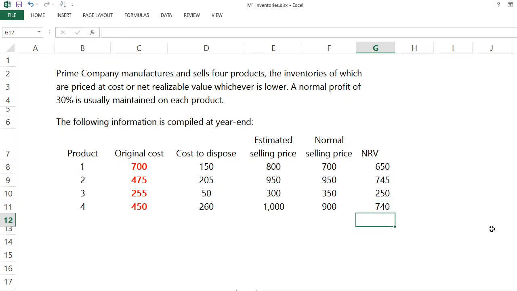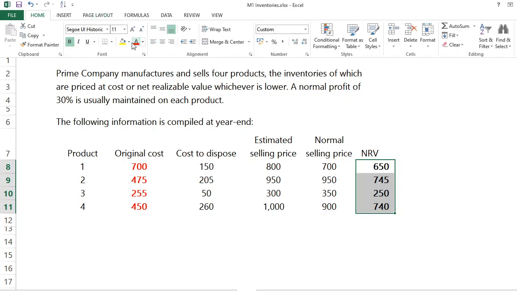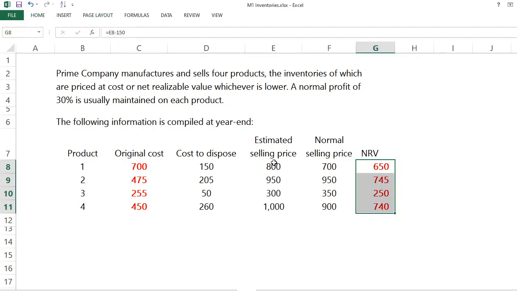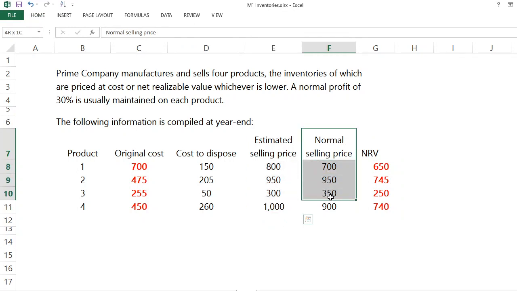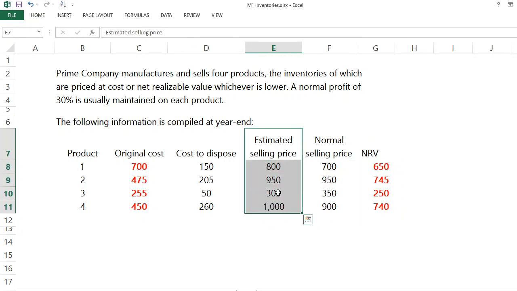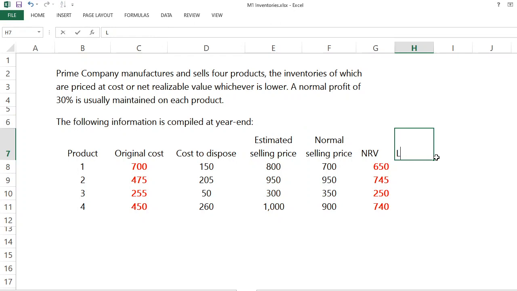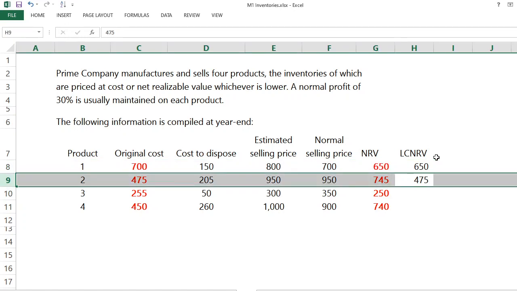Tama? Okay. So, kanilang dalawa ang i-compare. Our cost and our NRV. Again, saan nag-base ang ating NRV dito? Hindi sa normal selling price, kundi sa estimated selling price. So, whichever is lower, that would be our answer. 650 versus 700, 650. 475, grabe, malaki ang difference. Oh, ito 50 lang ang difference.